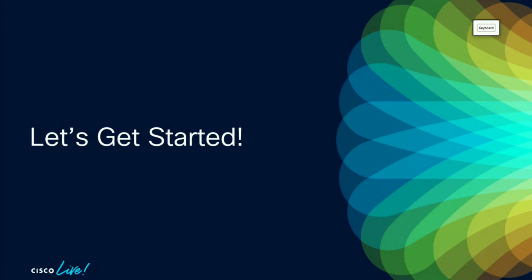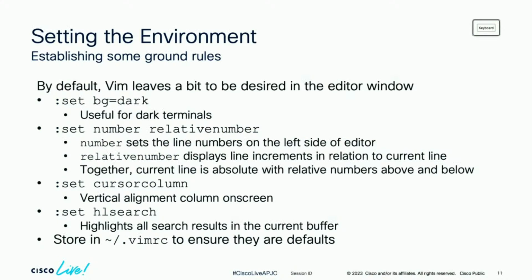So let's get started. I'm going to try to make this interactive. By default, when you launch vi, it leaves a little bit to be desired. So there are some useful defaults that I like to enable just because it makes it a little bit easier to read in my terminal. Everything that I use to set the defaults within VI, you use :set from normal mode. And I'll talk about what that means in a second.